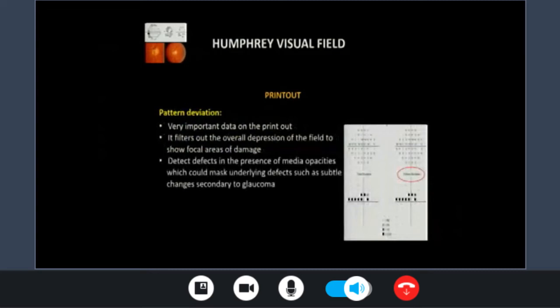So we have another thing called pattern deviation, and it's very important for us. So why do we have total deviation and why do we have pattern deviation? What's the function of pattern deviation? Pattern deviation will eliminate the possibility of media opacity.